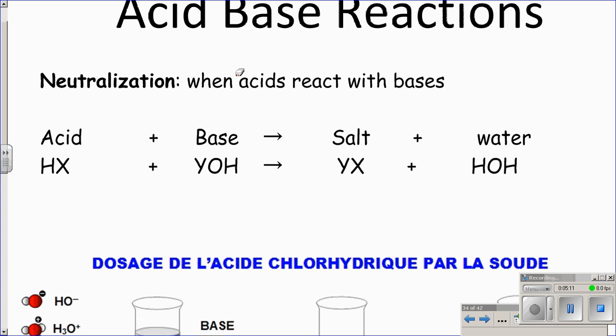Okie dokie. So we now have a little bit of information on acid-base reactions. We already know what kind of reactions these are. By looking at this BCE, of our five types of reactions, which one is it?